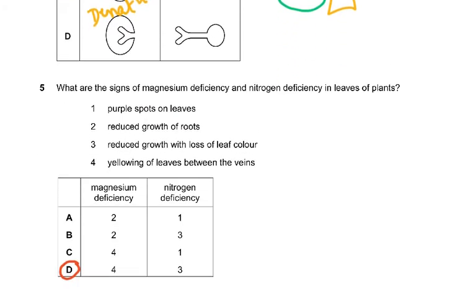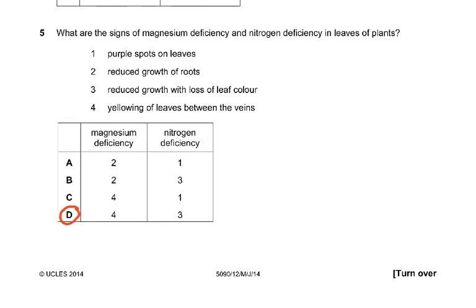Then coming on to question number 5, what are the signs of magnesium deficiency and nitrogen deficiency in leaves of plants? Purple spots on leaves, reduced growth of roots, reduced growth with loss of leaf color, yellowing of leaves between the veins.